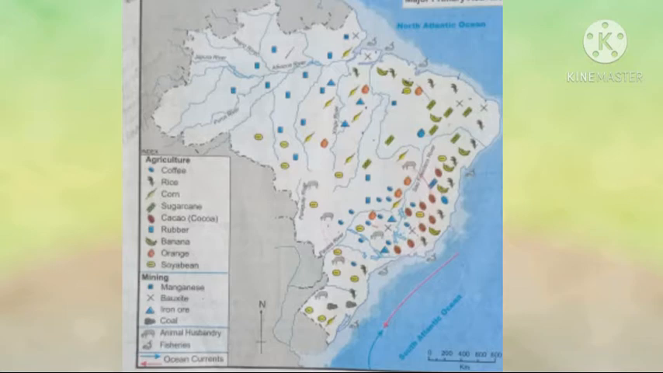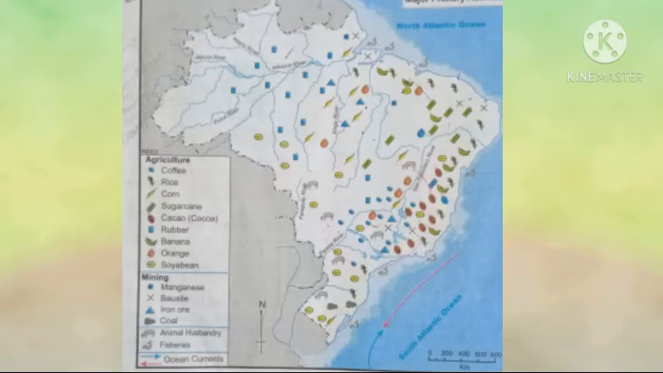It shows Brazil's major primary activities. If you are observing the index, you can see the major primary activities. First one is agriculture, second one is mining, and third one is animal husbandry. Here in the agricultural products, they are producing coffee, rice, corn, sugarcane, cacao, rubber, banana, orange, and soybean.